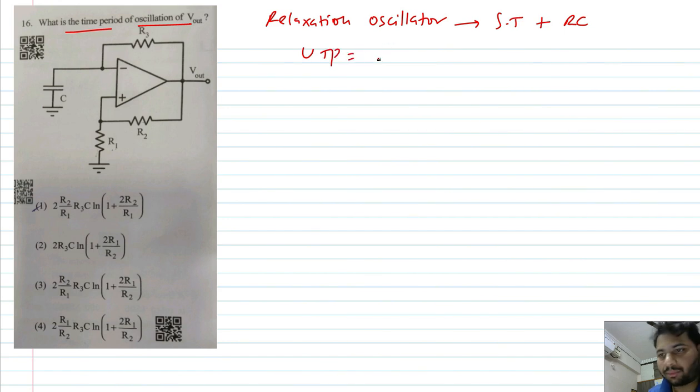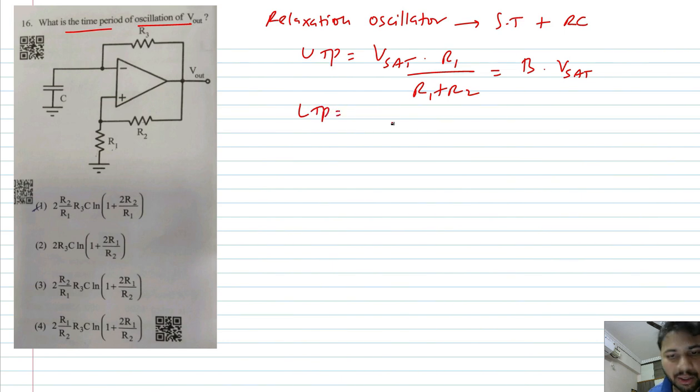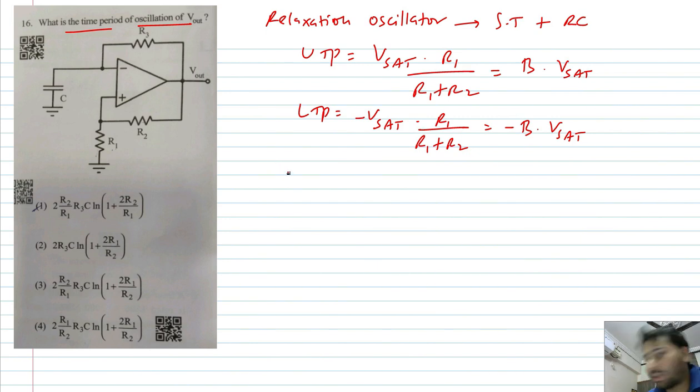So UTP, the upper trip point, will be Vsat times R1 by R1 plus R2. This is what we'll write as B Vsat. And the lower trip point will be minus Vsat times the same factor R1 by R1 plus R2, which again will be written as minus B Vsat. So for any relaxation oscillator, the output will be high for some time and then the output will switch to low. It will remain at low for some time before coming back to high, and this keeps repeating forever as long as there is a power supply.